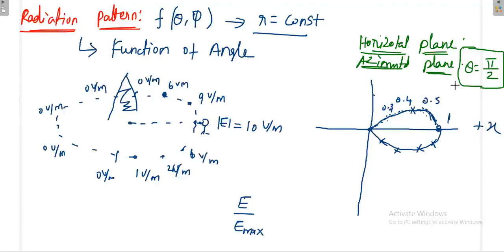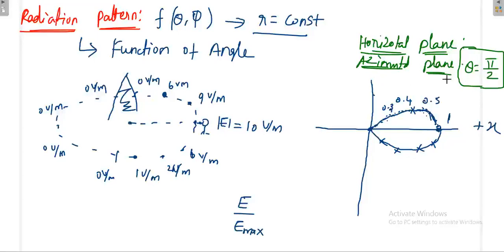First your theta is constant, then you vary your phi. Next, I will fix phi and then I will vary theta. That diagram is another radiation pattern, in the elevation plane or vertical plane. There phi can be anything.